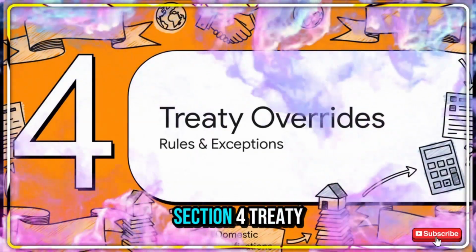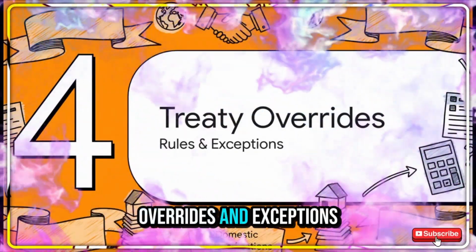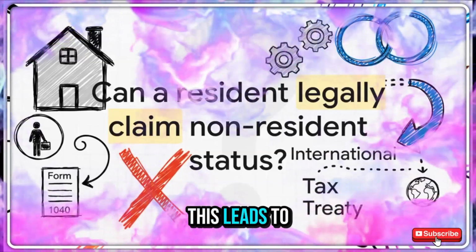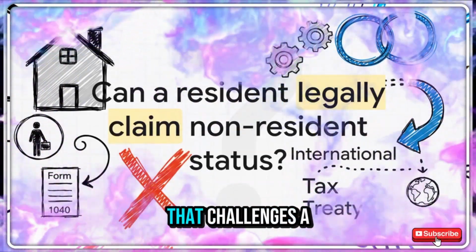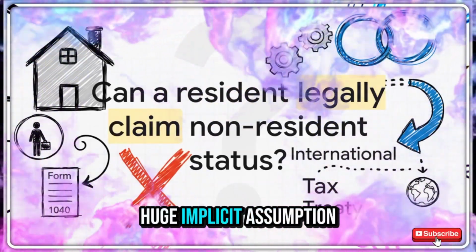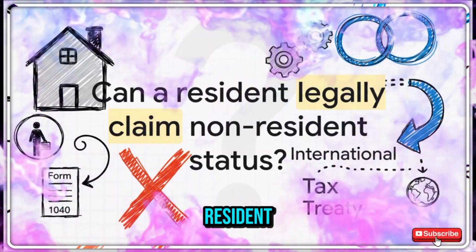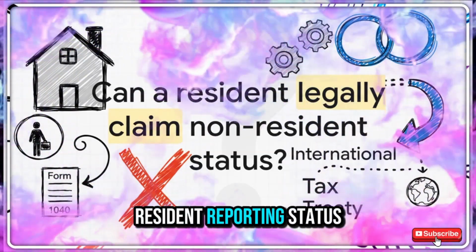Let's move to Section 4. Treaty overrides and exceptions. This leads to an analytical question that challenges a huge implicit assumption. Can a domestic resident legally claim non-resident reporting status?